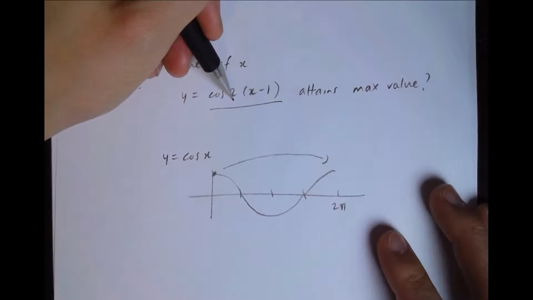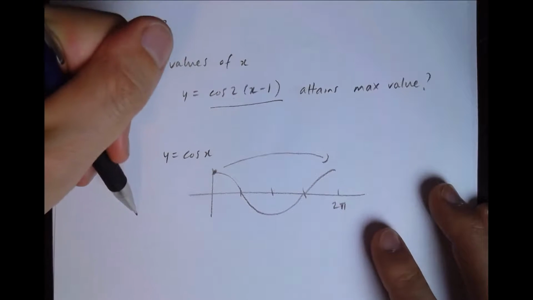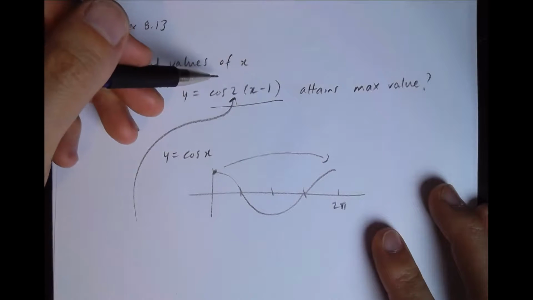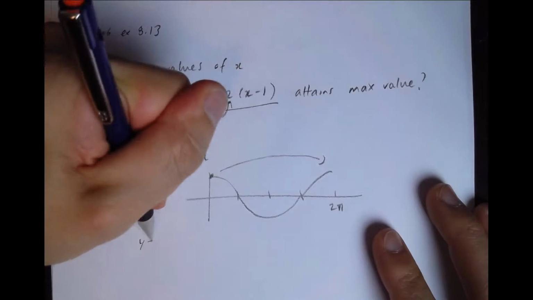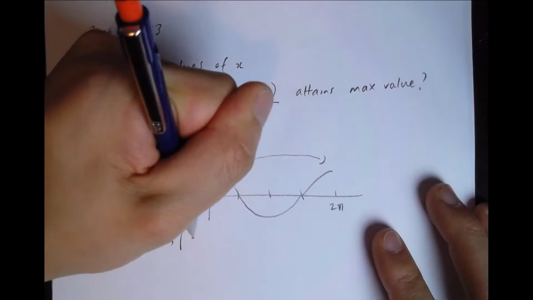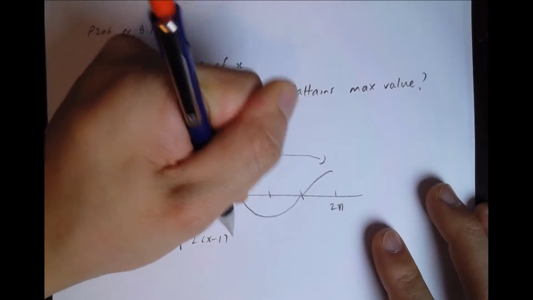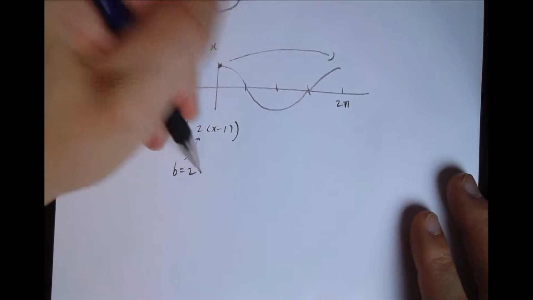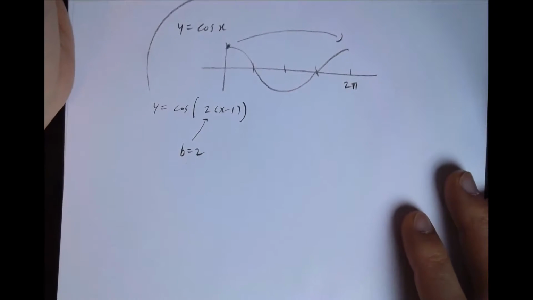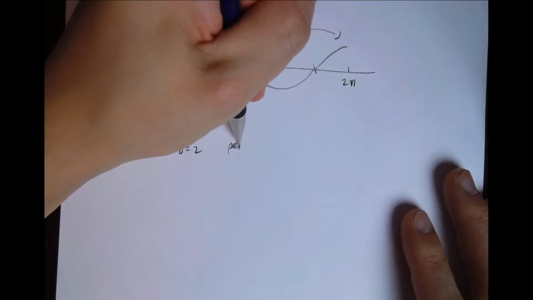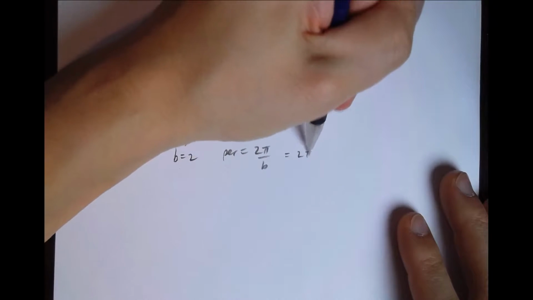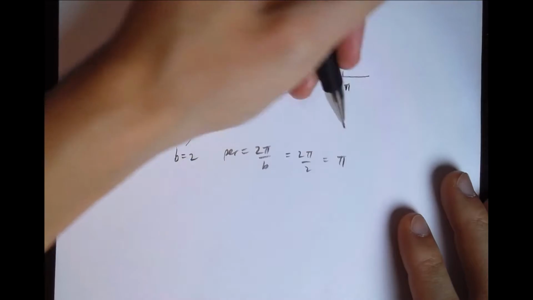So we know that for this function here, it's going to be similar, but we have a different period. The period is affected by its b value. I'm going to rewrite this again as cos bracket 2 bracket x minus 1. You can see here that this is the b value. B equals 2. And so we have the formula: period is equal to 2 pi over b, which is 2 pi over 2, which is pi.